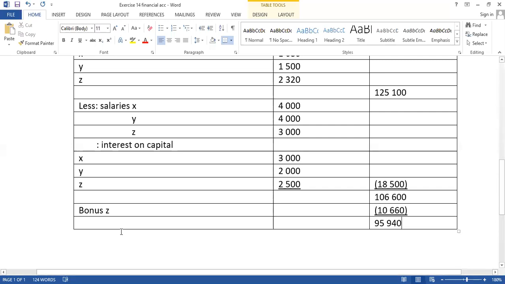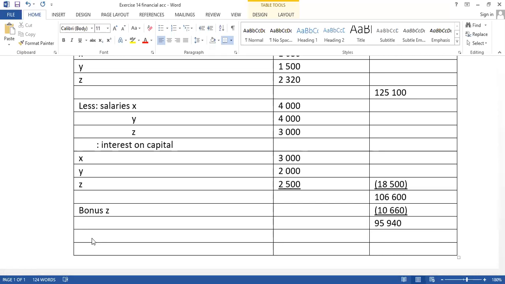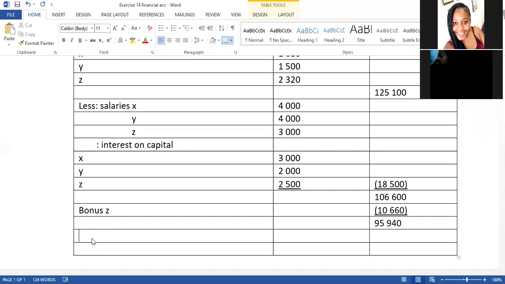So we move on to the fifth transaction. What does it say? What does the fifth transaction say? Did you listen? 20% of the remaining profit should be transferred to general reserves after salaries and bonuses have been taken into account.